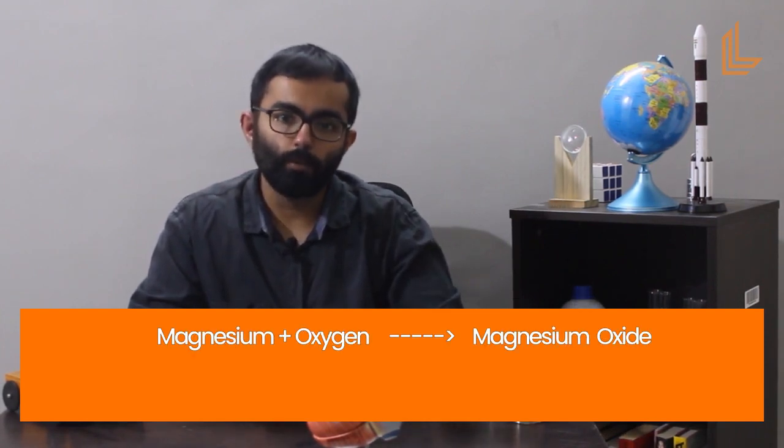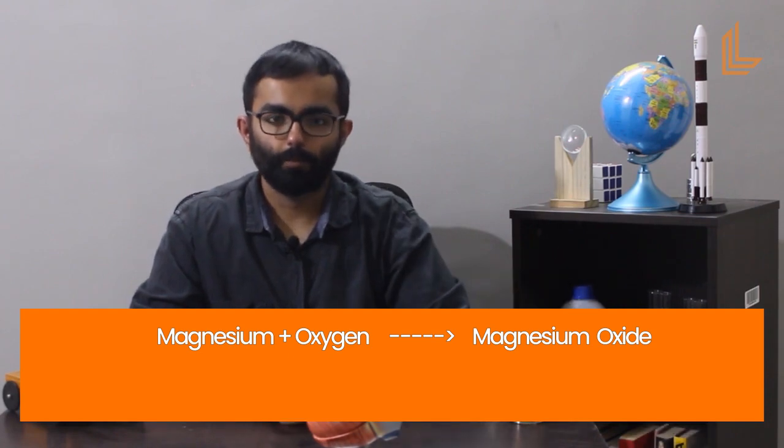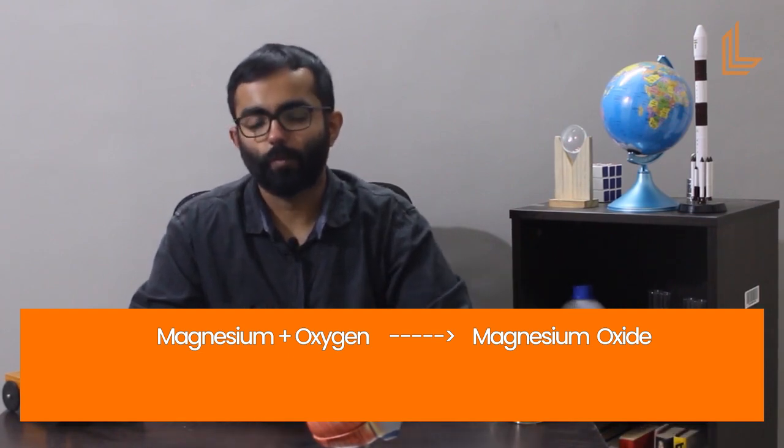Now, I can't really always talk about reactions in the form of sentences, right? Magnesium is reacting with oxygen to give us magnesium oxide. There has to be a simpler way to represent reactions. There is a simpler way. Now, every chemical reaction can be represented in the form of word equations or chemical equations. As you can see, the reaction that we just saw can be written as magnesium plus oxygen will give you magnesium oxide.